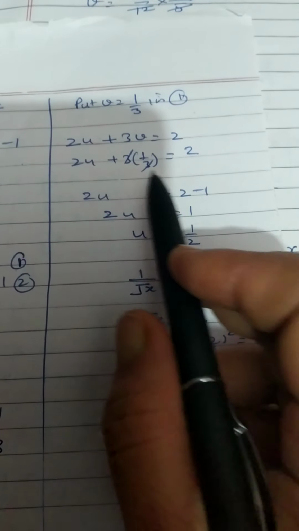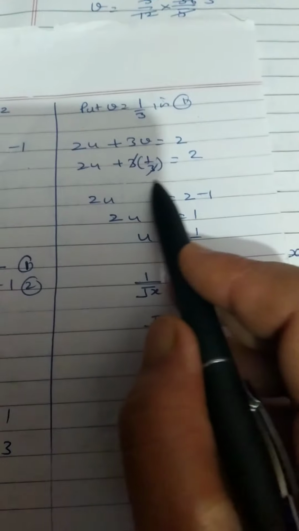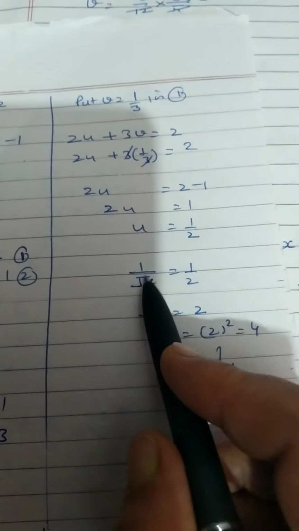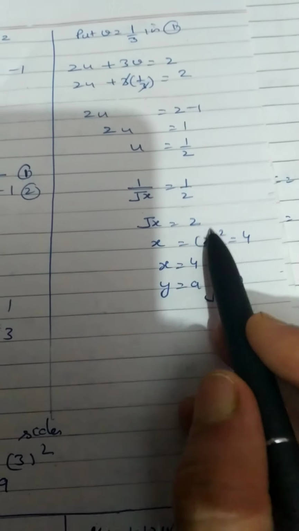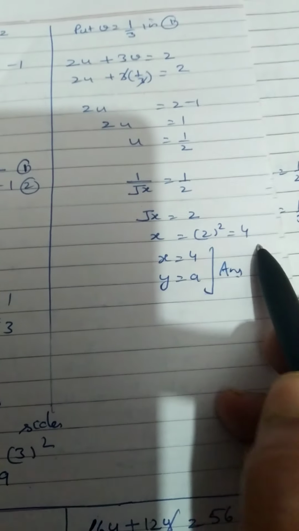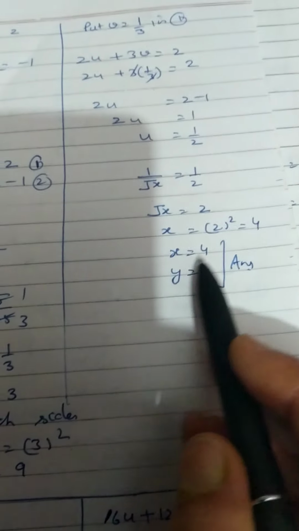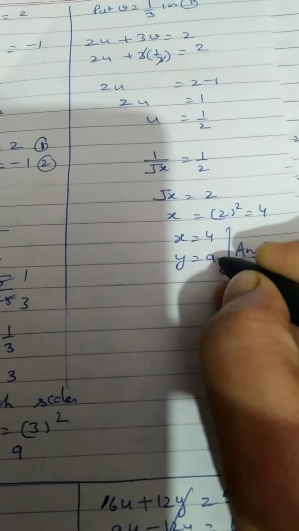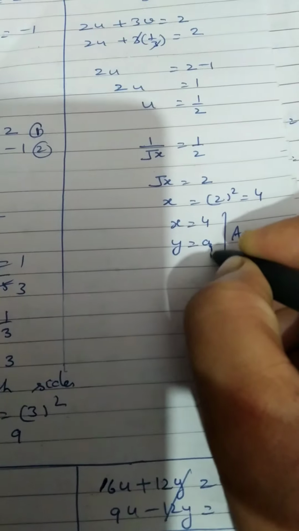2u is equal to 2 minus 1. Here we will get 1. 2 minus 1 means 1. U is equal to 1 by 2. 1 by square root x is equal to 1 by 2, and square root x is 2. By squaring both sides, we get x is equal to 2 square, which is equal to 4. Therefore, our answer is x is equal to 4 and y is equal to 9.